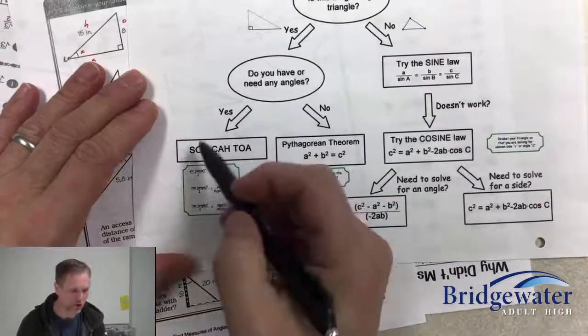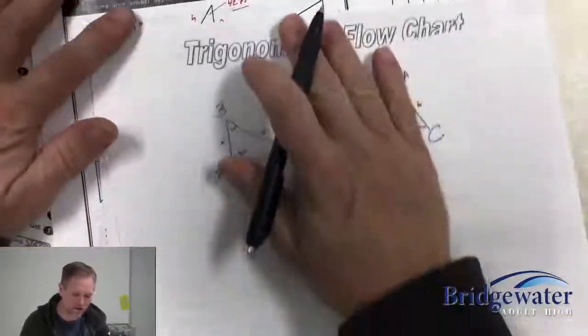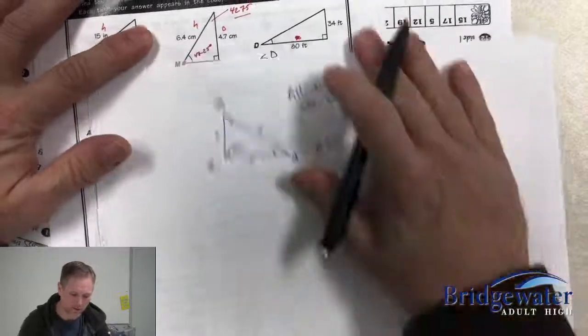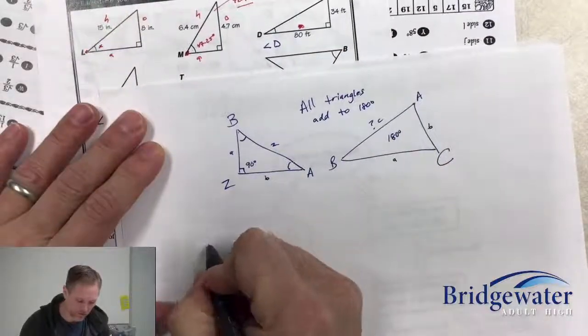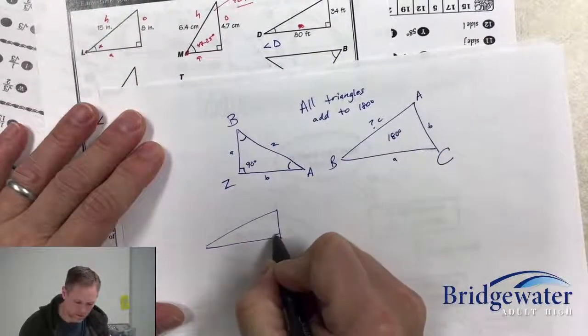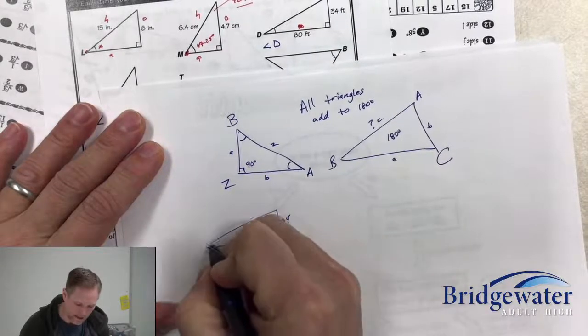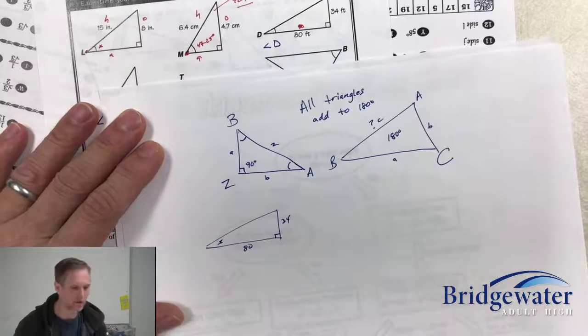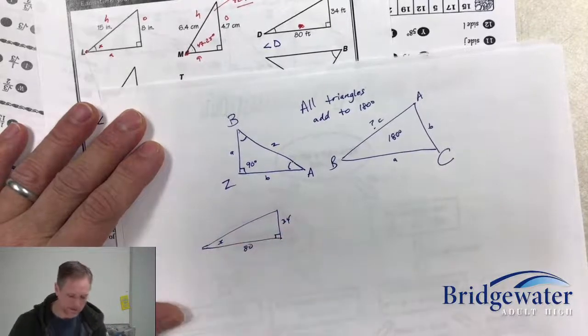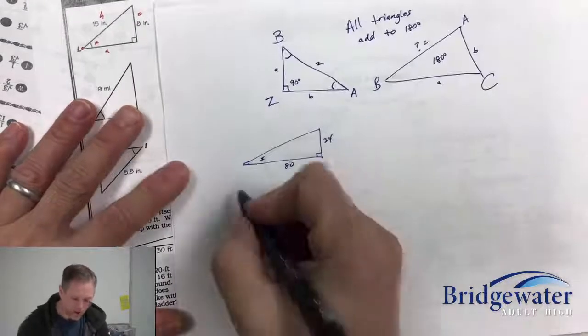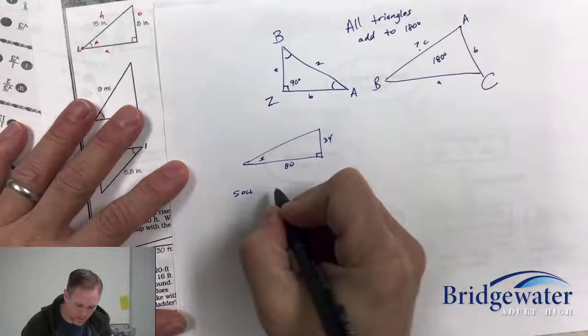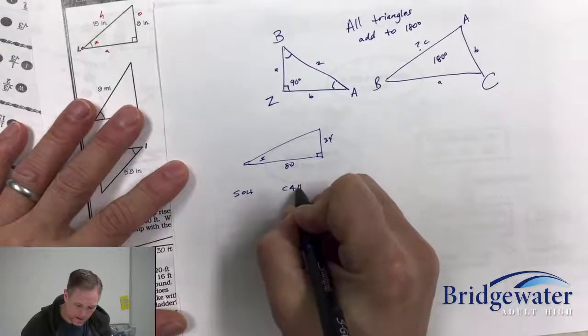Now, SOHCAHTOA is over here. I'm going to just write it down over here. I'm going to copy the question so that we can have something to talk about here. Not an artist. This is 34, this is 80, and this is my x, or my unknown. That's what I'm trying to figure out. Now, I'm also going to write down SOHCAHTOA.